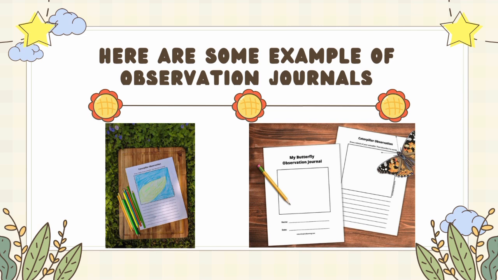Here are some examples of observation journals. The first one we have is caterpillar observation. They can draw here the caterpillar. If the caterpillar is on the leaf, they can draw here their observation. The second one is my butterfly observation journal. They can draw different types of butterflies they can see around. So they can draw or they can write what they have observed around.